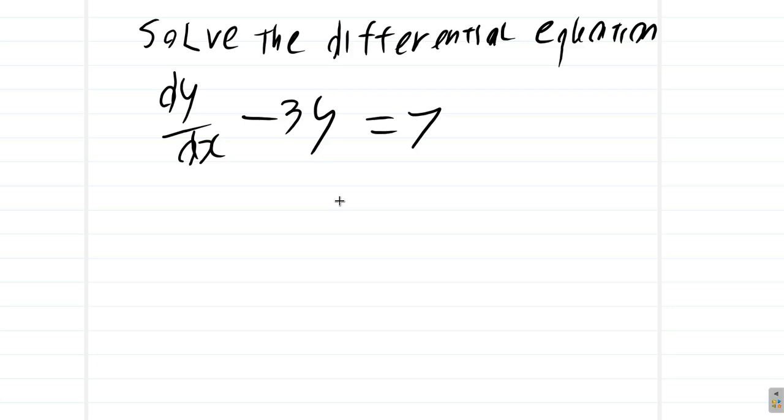Solve the differential equation dy by dx minus 3y equals 7. I'm going to ask you to pause the video, write this question down, and solve it. Now, I have already done some work on it, and the answer I got was y equals negative 7 over 3 plus ce to the 3x. Right? y equals negative 7 over 3 plus ce to the 3x.